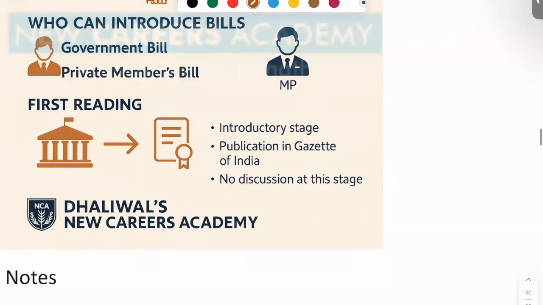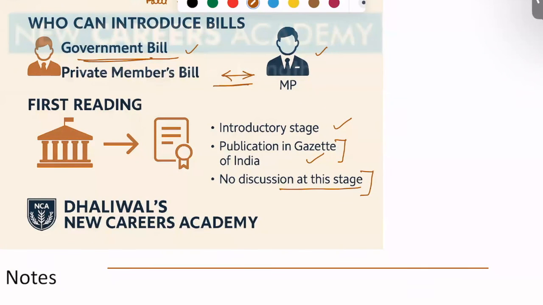Okay, who introduces the bill? There are 2 ways of introducing the bill. A government can introduce it or an MP. If the government introduces it, it's called a government bill. If an MP introduces it, it's called a private member's bill. In the first reading, the introductory stage, it is published in the Gazette of India. No discussion at this stage. There are 2 ways: you directly get it printed, or you take permission of the speaker and introduce it and then it gets printed. That's the entire way in which the bill comes.